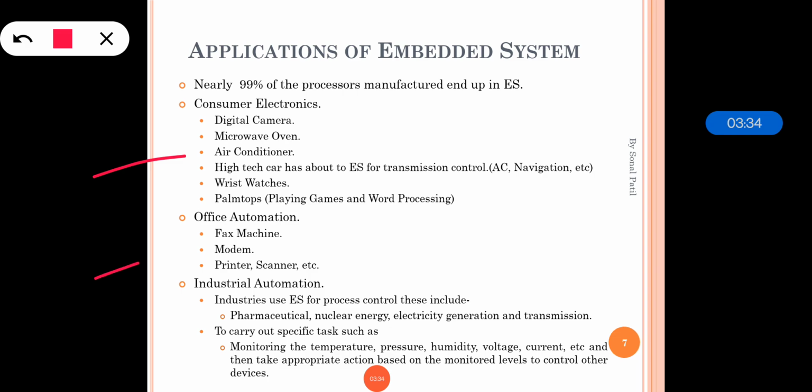Then talking about the office automation. So the office automation products using embedded systems are the fax machines, telephones, modem, printers, scanners, etc.